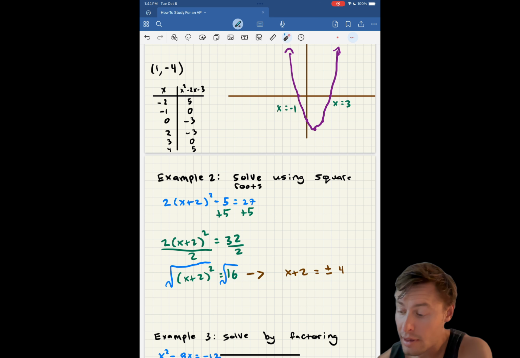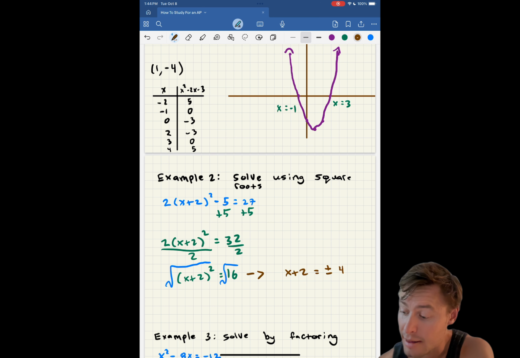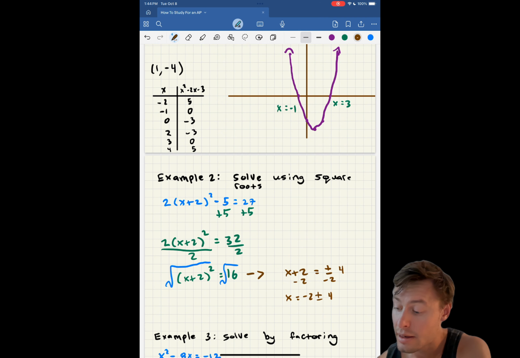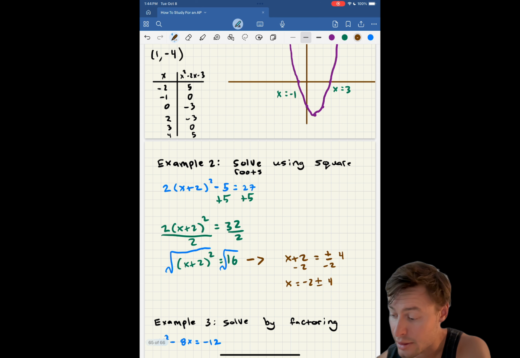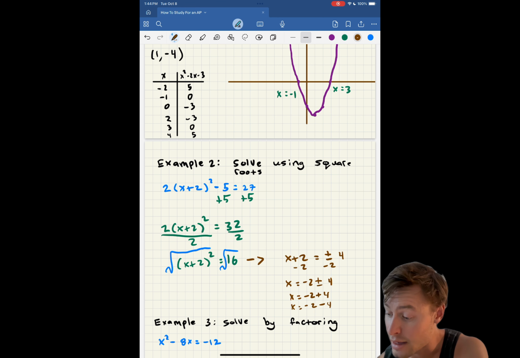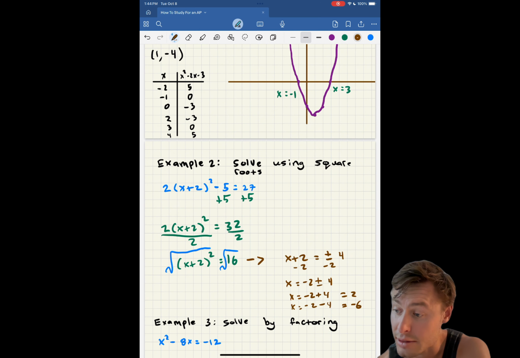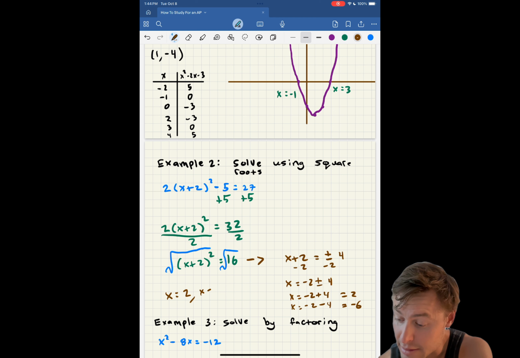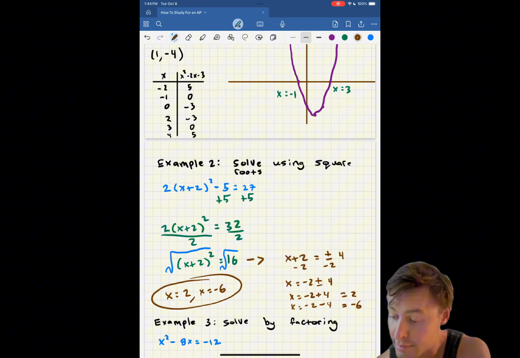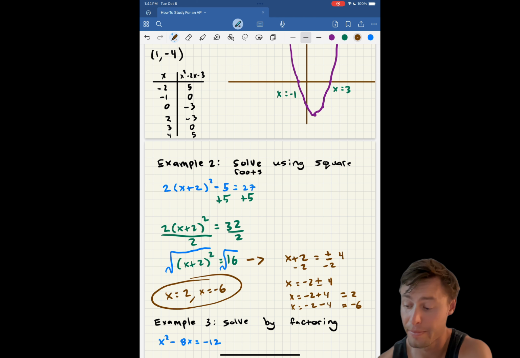Okay? And then from here, the next step is you would just subtract 2. So you'd get x = -2 ± 4. Now really what that means is there's two equations here. x = -2 + 4 and x = -2 - 4. So -2 + 4 is 2, -2 - 4 is -6. So that means our two answers here are x = 2 and x = -6. Okay, that's using the square root method.